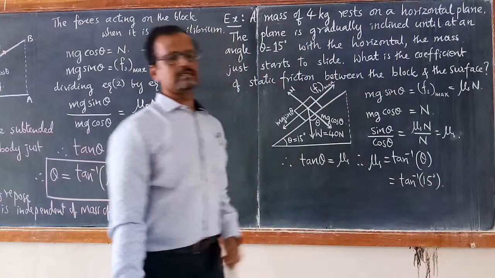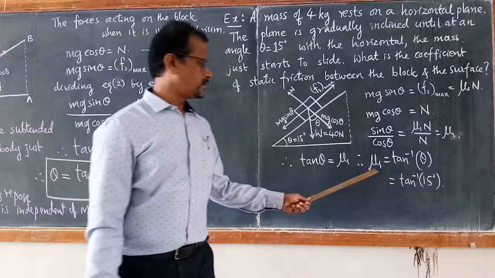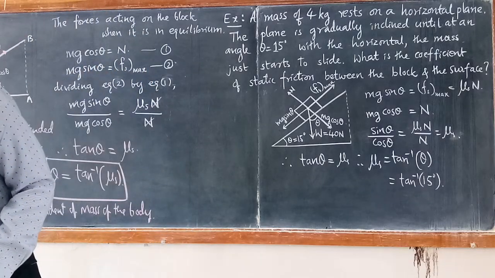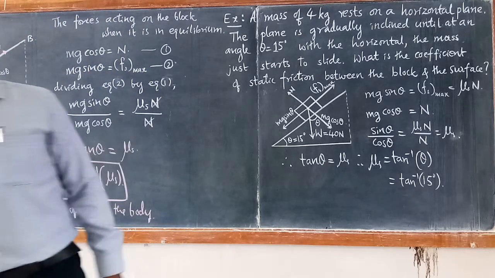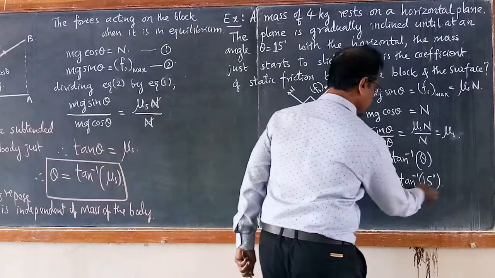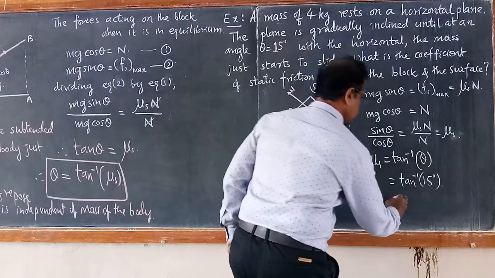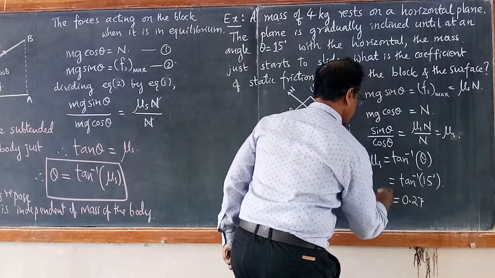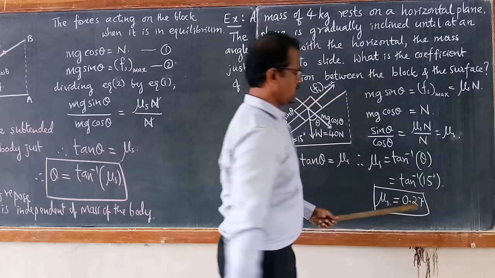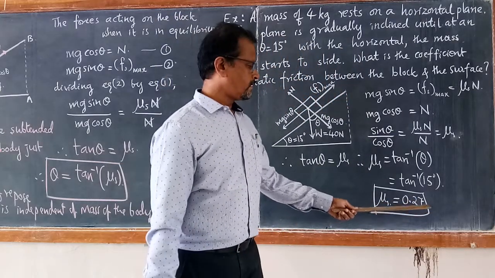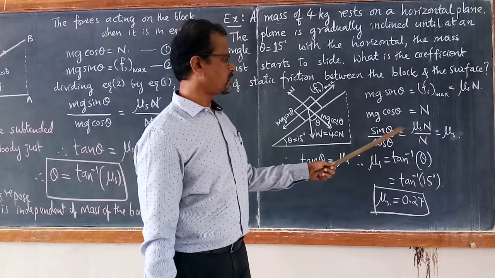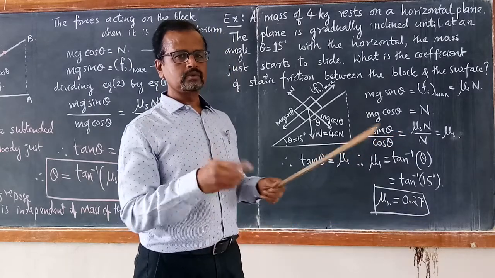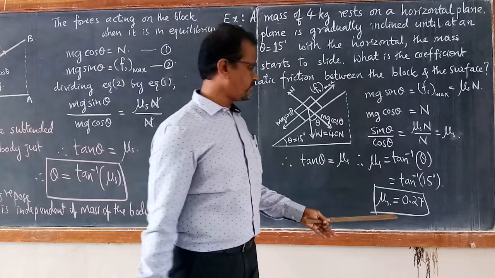So this gives us the value of mu s. Tan of 15, if you calculate, it comes out to be 0.27. This you can refer from the table. So coefficient of static friction becomes 0.27, which is dimensionless. It doesn't have any unit because mu s you are obtaining as Fs by N, right? So there will be no unit for mu s.